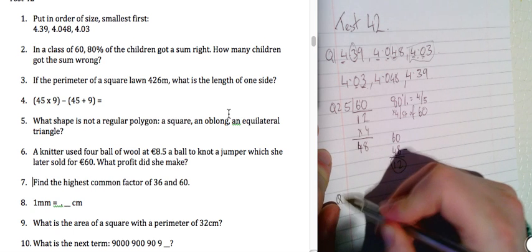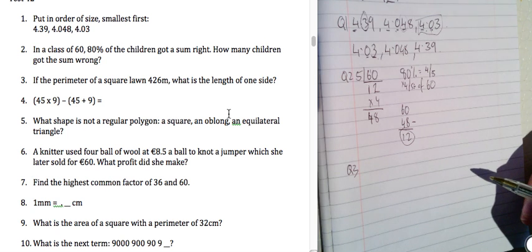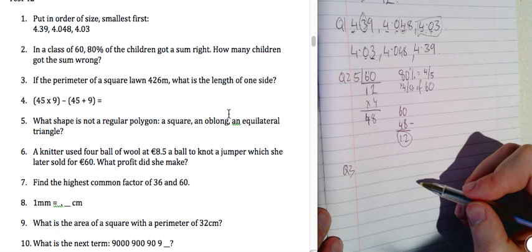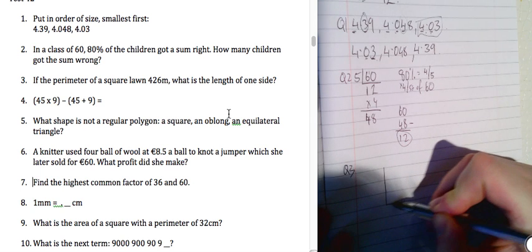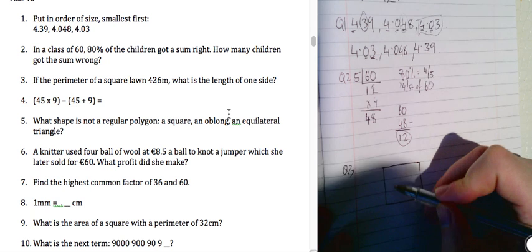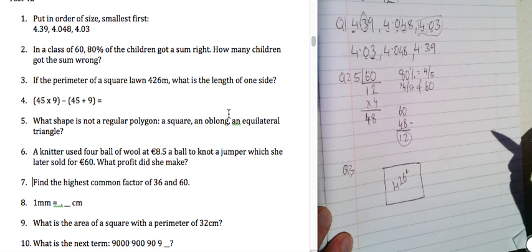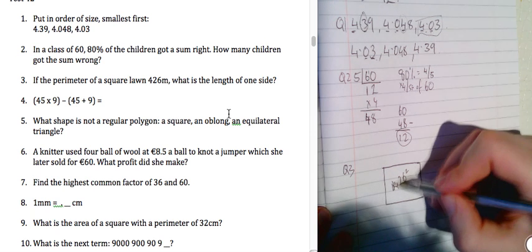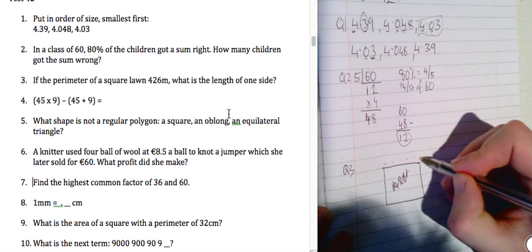Question number 3. If the perimeter of a square lawn, keyword there being square, is 426, what is the length of one side? Here's our square lawn. And it's 426 meters squared, it should say. Now, oh no, it's the perimeter. We're not looking for the area. So, doesn't matter anyways.